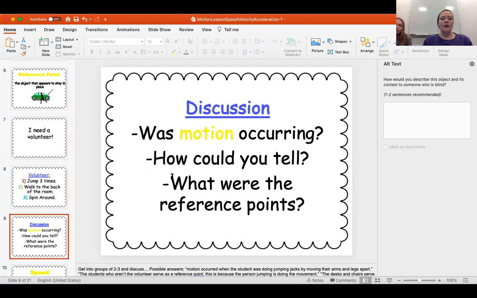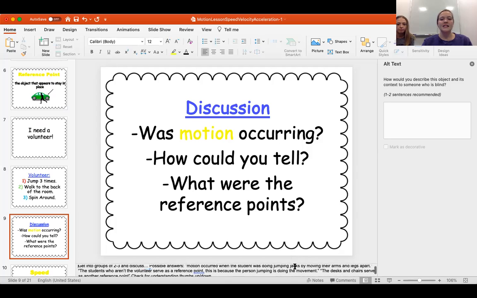I will break you out into 2 to 3 groups, and you will discuss these questions. Possible answers are that motion occurred when the student was doing jumping jacks by moving their arms and legs apart. The students who aren't the volunteers serve as reference points. This is because the person jumping is doing the movement. The desk and chairs serve as another reference point.